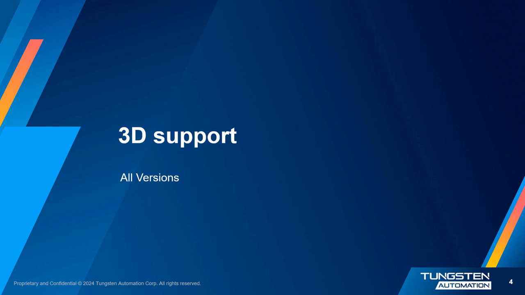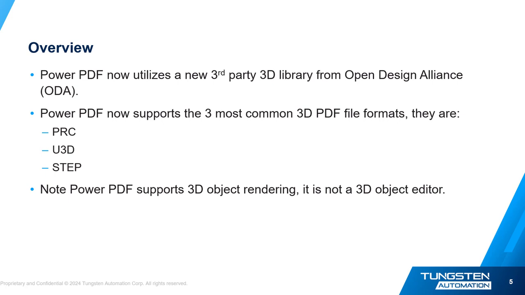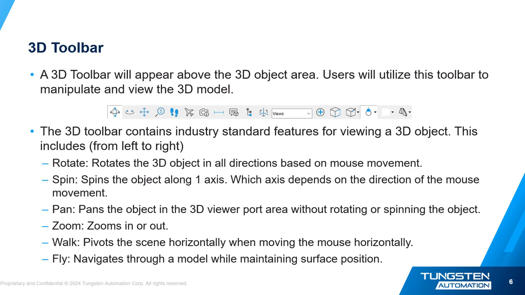The first major new capability added into the product is 3D support. This feature adds the ability for Power PDF to embed 3D objects into PDF files. Power PDF allows users to embed and render three of the most common 3D file types: PRC, U3D, and STEP. A 3D toolbar will appear above embedded 3D objects in PDF files. Users can utilize this toolbar to manipulate and view the 3D models.